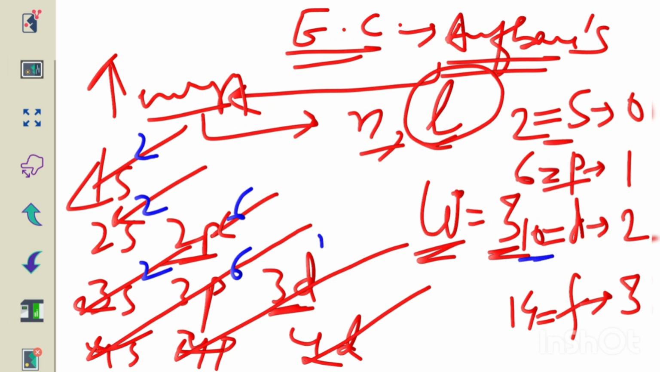How much did I tell? 10. Then 4s2, 3p6 and 4d10. Right, now we have to write the electronic configuration for the lithium atom, that is for the atomic number 3.